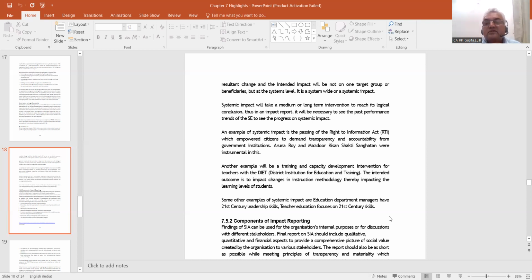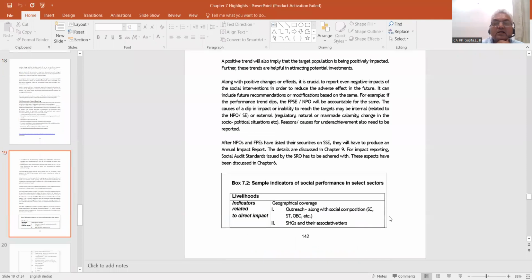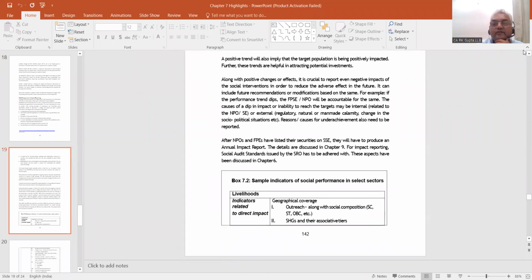Some other examples of systemic impact are education department managers and their 21st century leadership skills, and teacher education that focuses on 21st century skills. Now, what are the components of impact reporting? Let us see.